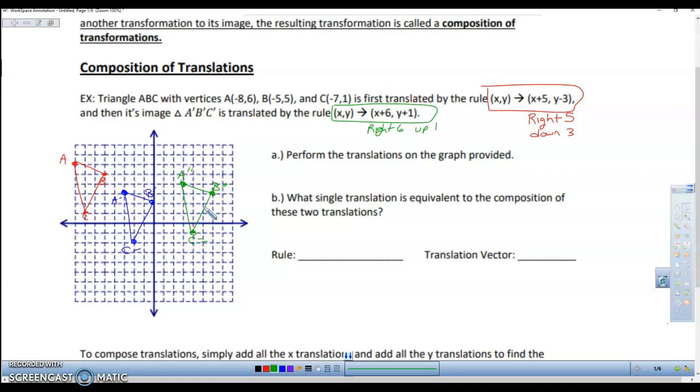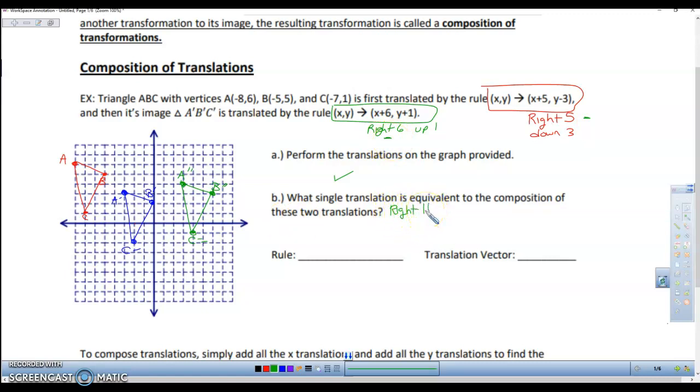So we perform the translations on the graph. What single translation is equivalent to the composition of these two? The idea is to think, hey, instead of having to do 2 moves, how could I do that in a single move? You'll notice that combined, I moved first everything to the right 5, and then I moved everything to the right 6. So that is the same thing as moving everything right 11.